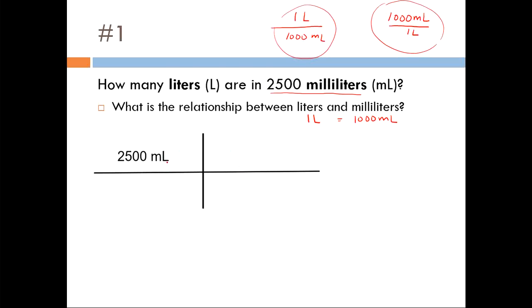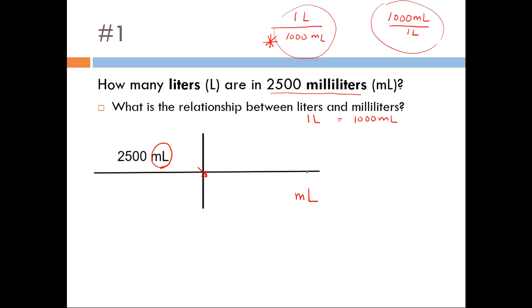Well, let's continue with our steps. We're going to bring down the unit that we started with. So we have milliliters. We're going to bring it down to the bottom of the fence, and we're going to write milliliters down here. Now take a look back on top of the screen. Which one has milliliters on the bottom? This one, right? So I'm actually going to write this into my fence.